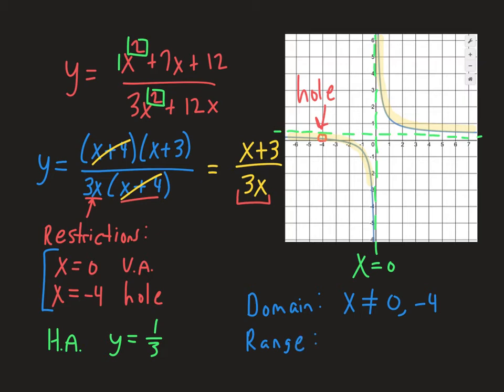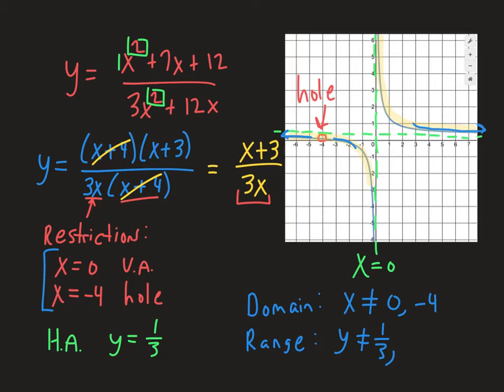Okay, now for the range, which y values does it go through? So it goes through all real numbers except a few. It does not go through that 1/3 where we have the horizontal asymptote. We can see the graph again just approaches it on the ends here, but doesn't quite get there. And one other piece, there's that hole in the graph.